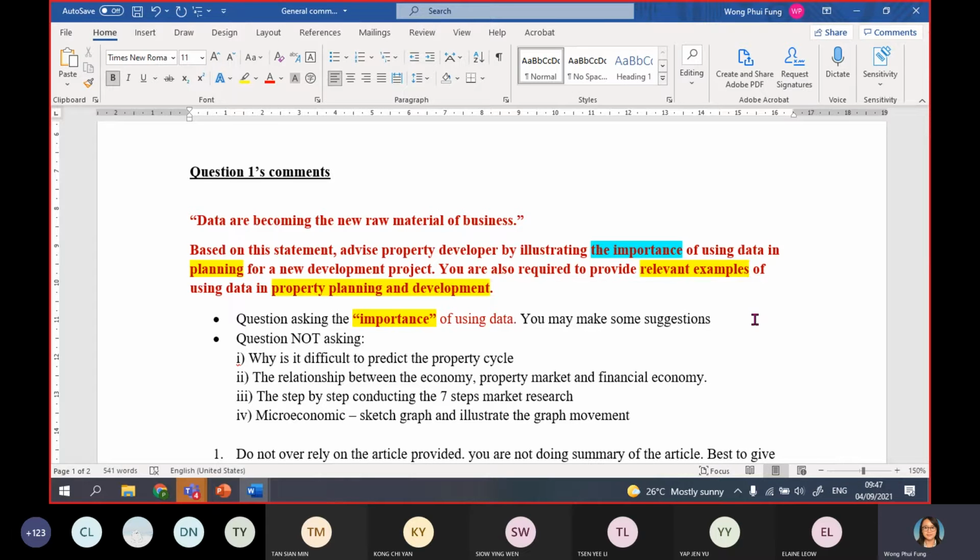So the question is asking about the importance of using data. You have to spell out the importance and you have to make some suggestions. Before I go through the good answer, I will go through the bad answer first.